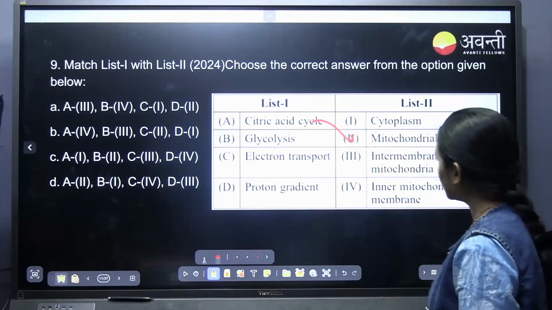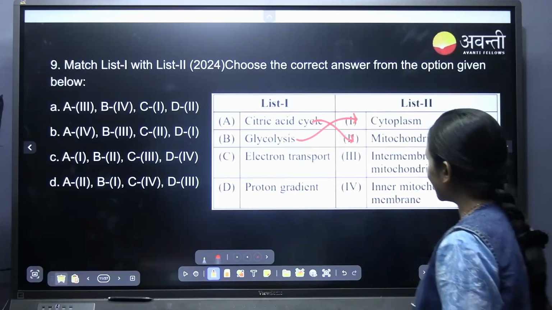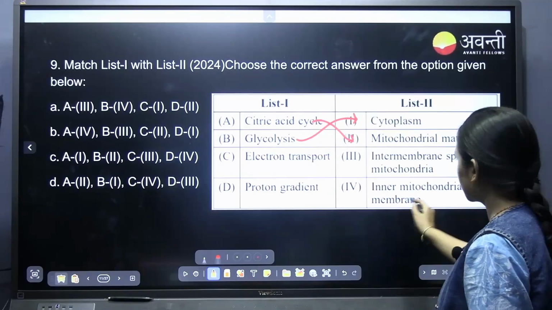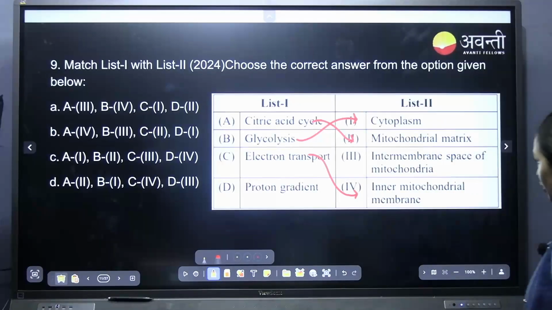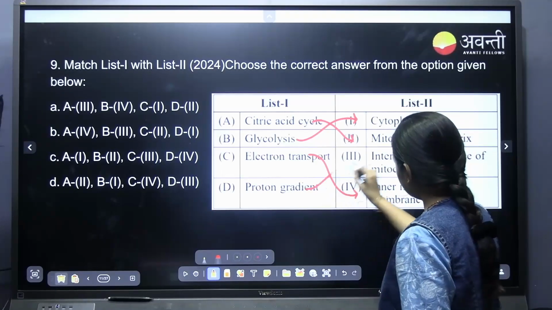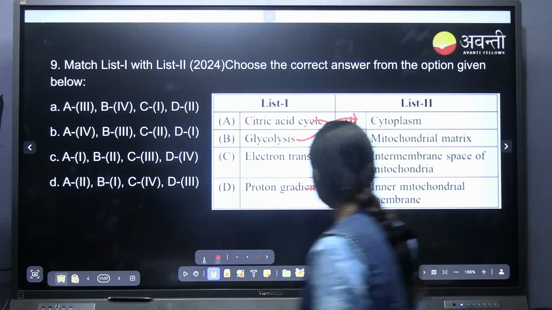Mitochondrial matrix. Glycolysis is taking place in cytoplasm. Electron transport is taking place in the inner mitochondrial membrane. Yes. Proton gradient is formed in the intermembrane space of mitochondria. Any doubts regarding this?